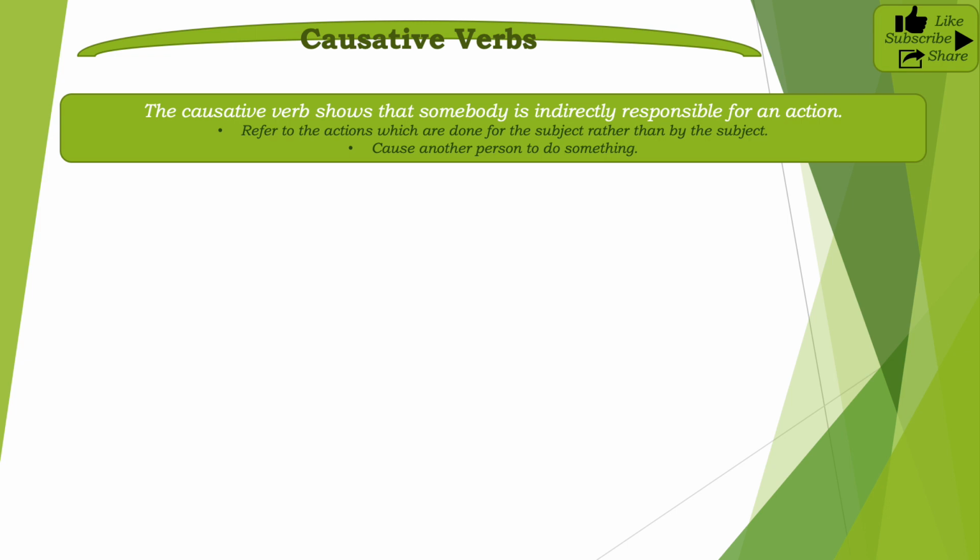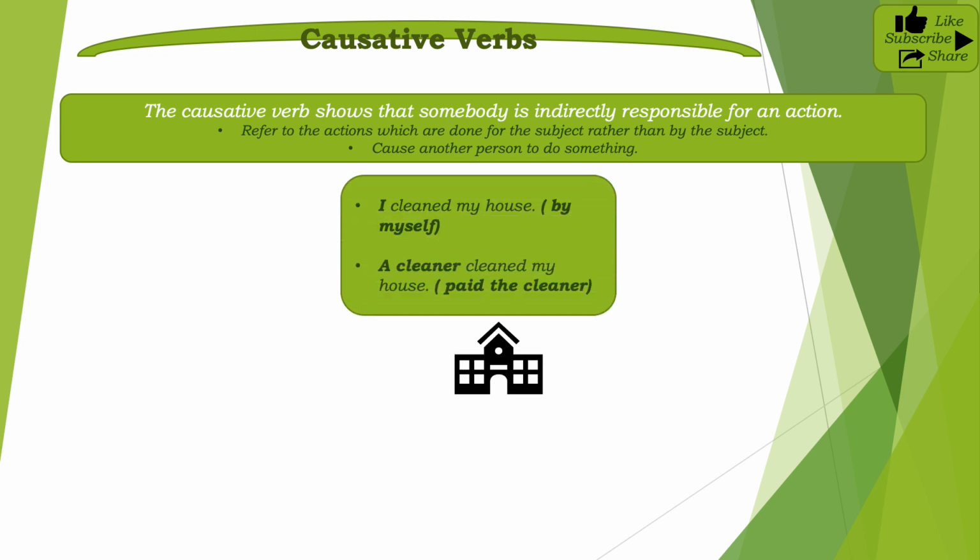But before discussing all those structures, let's have a recap of why we use causative verbs and causative sentences. In the first example, I cleaned my house. That means the task has been done by myself. I didn't take anybody's help. In the second example, a cleaner cleaned my house. That means I paid the cleaner to clean my house. I didn't do the task by myself.